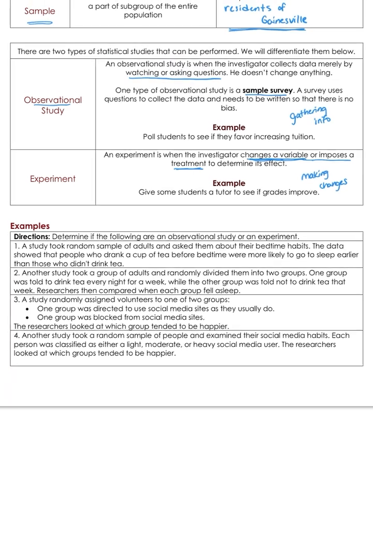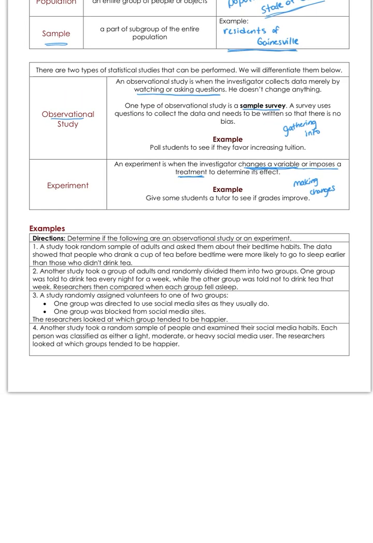Okay, so let's look at some examples. A study took a random sample of adults and asked them about their bedtime habits. The data showed that people who drank a cup of tea before bedtime were more likely to go to sleep earlier than those that didn't drink tea. So basically we're just asking people stuff. Let's not get that in depth. We're going to call that an observational study.